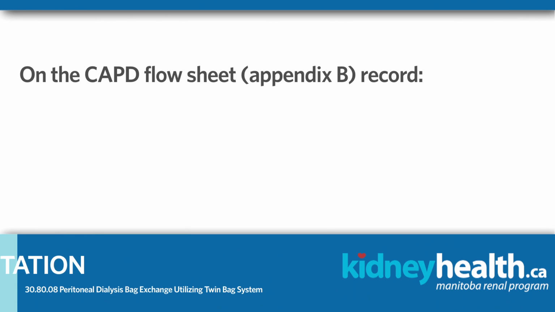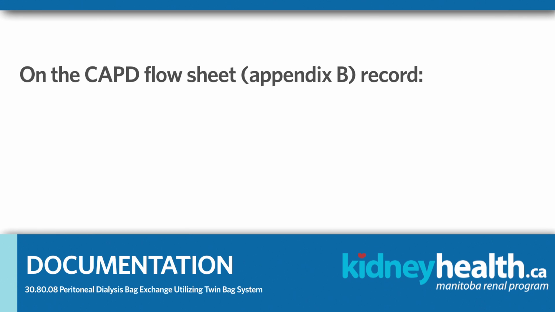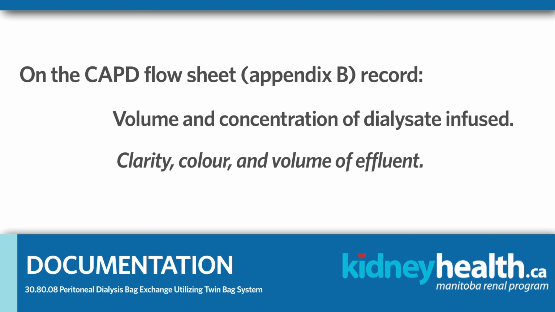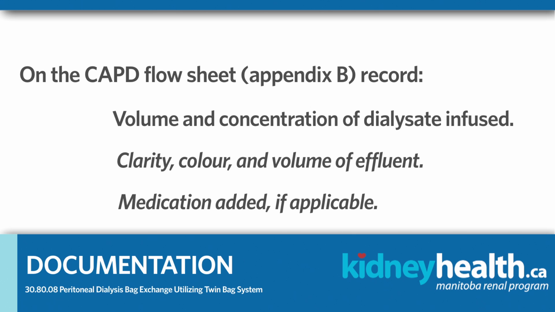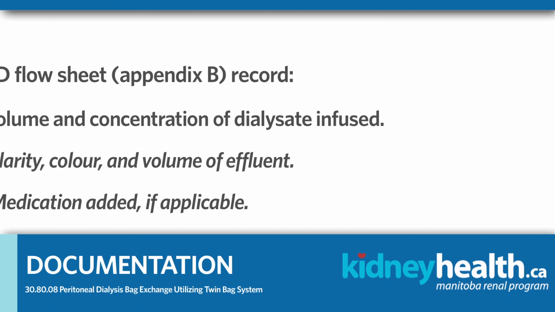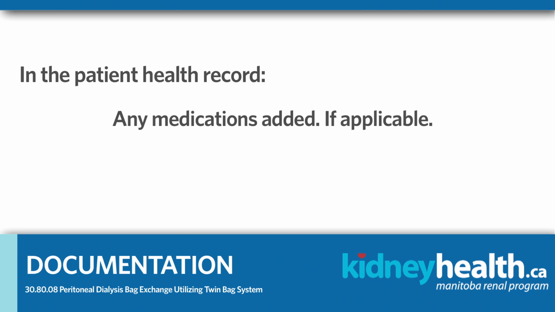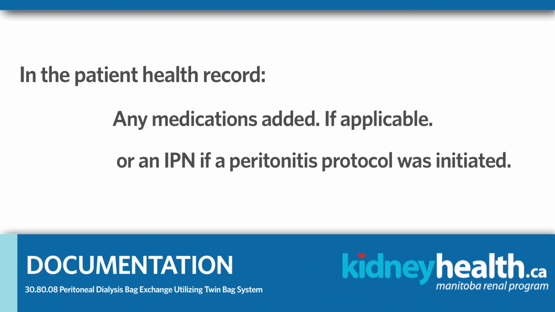Ensure documentation on the CAPD or continuous ambulatory peritoneal dialysis flow sheet. Record the volume and concentration of dialysate infused, the clarity, color, and volume of effluent, and medications added if applicable. In the patient health record, record any medications added if applicable, or an integrated progress note if the peritonitis protocol was initiated.